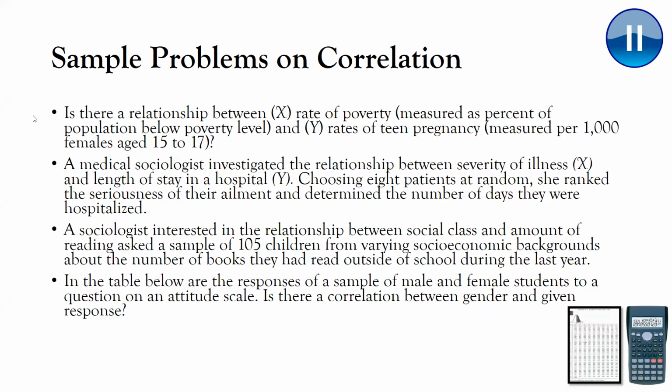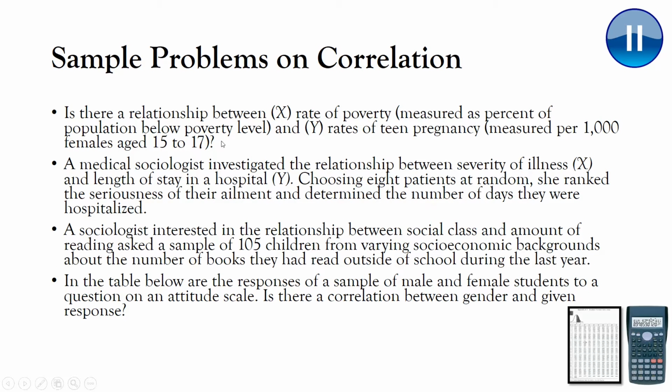So the first one is the question: is there a relationship between X, rate of poverty measured as percent of population below poverty level, and Y, which are rates of teenage pregnancy measured per 1,000 females aged 15 to 17? So this, as you can see, involves both interval level data. So for this one, we will be using Pearson's R to compute for a correlation.